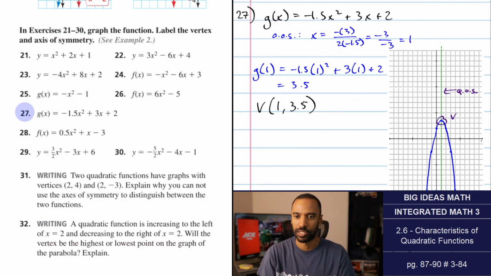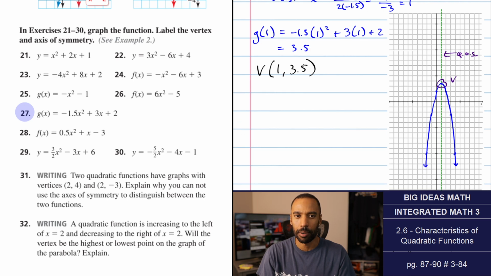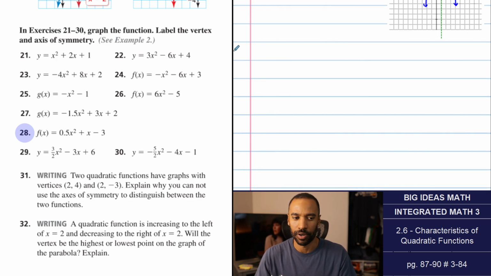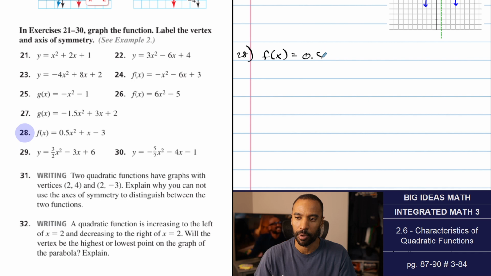That's number 27. Let's go to number 28. I got 3 more in this set. 0.5. 0.5 is the same as 1/2. I want to remind you of that. Some people like decimals, some people don't. So I just want to make sure you choose which way you want to go about it. Remember, I turned the 0.75 into 3/4 on that one problem.